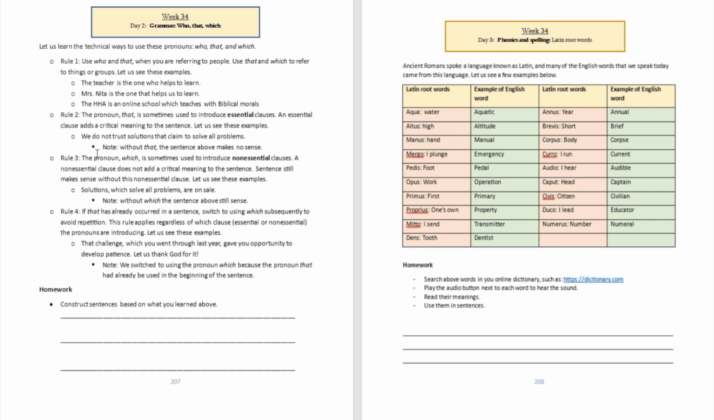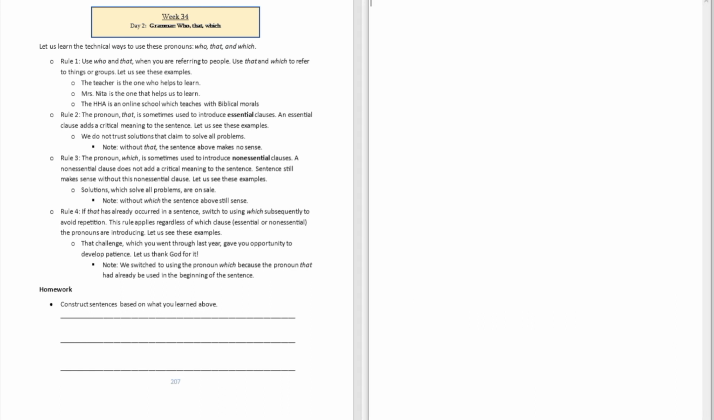Okay, so we do not trust solutions. Well, which solutions are you talking about? That claim to solve all problems. So if you don't use the word that over there, that sentence is not going to make any sense.